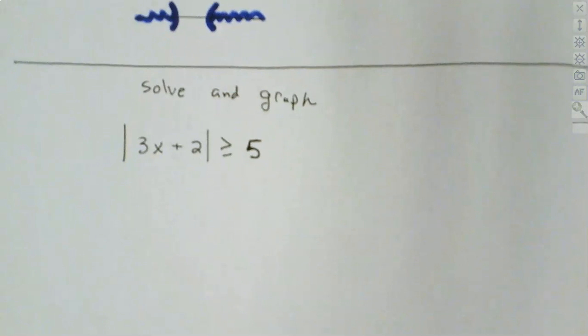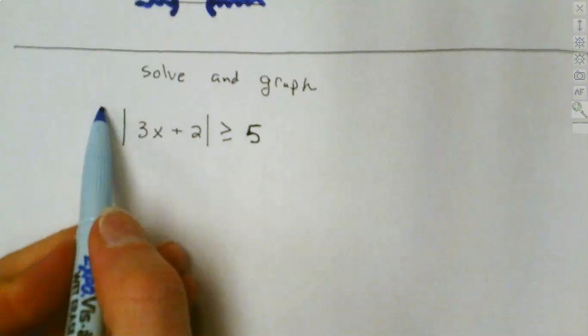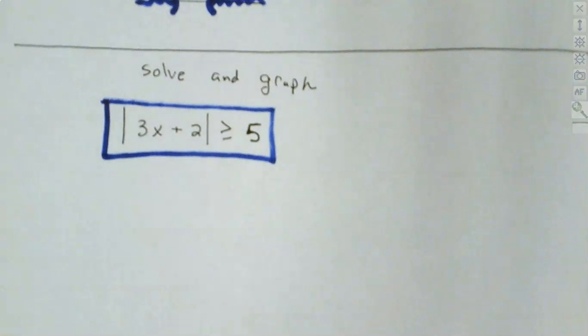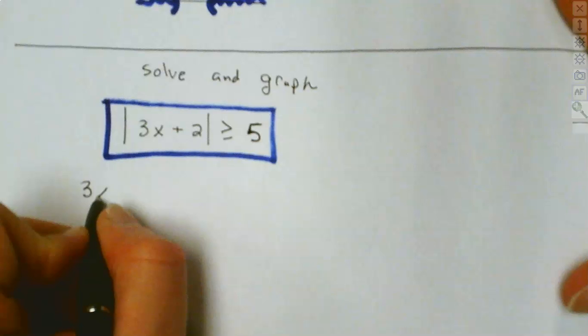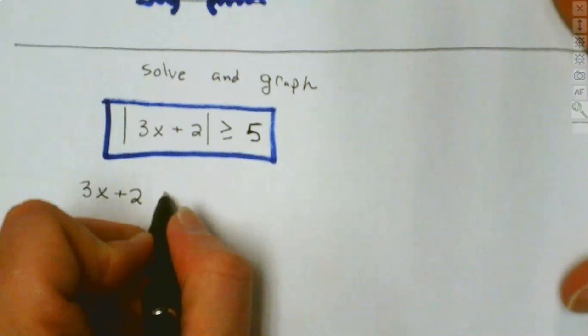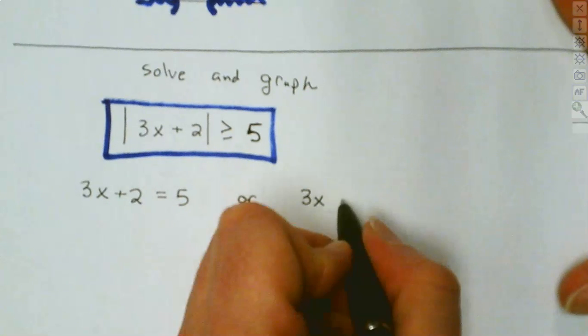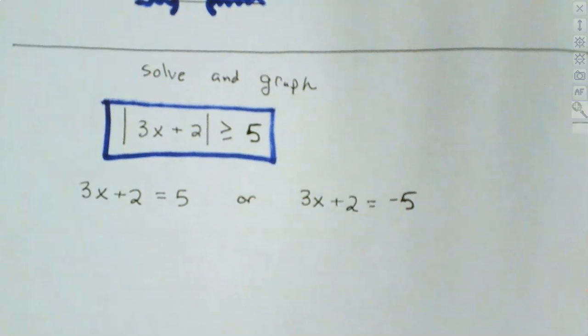What we do is we solve it first with the equals. So we break it out into our two equations. Now we're going to go ahead and box this so we don't lose our original, because we're going to have to check numbers back in the original. So what we first do is we take it and we get our two equations. Our two equations would be 3x plus 2 equals 5, or 3x plus 2 equals a negative 5.